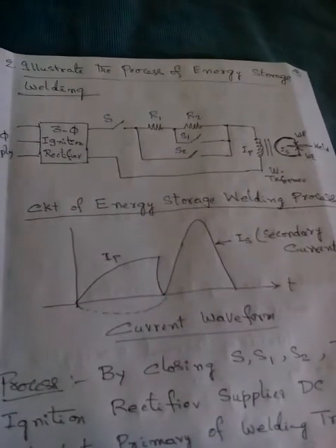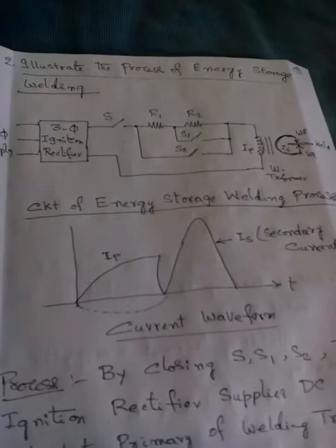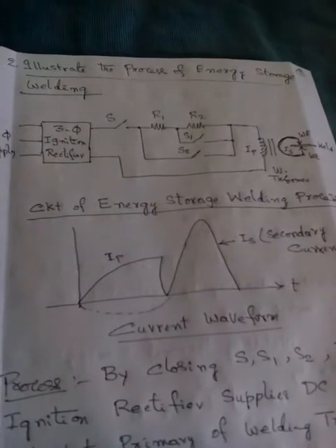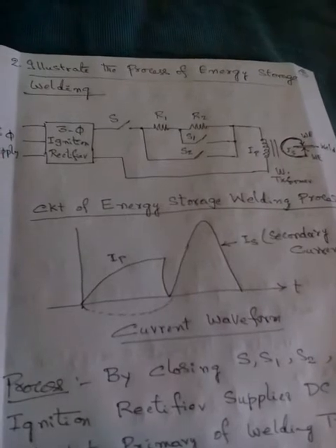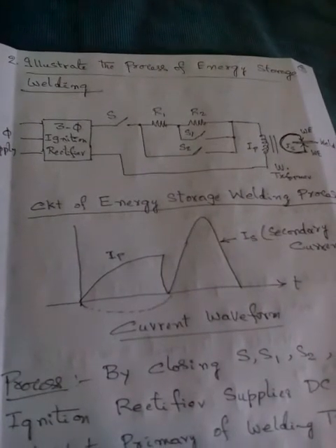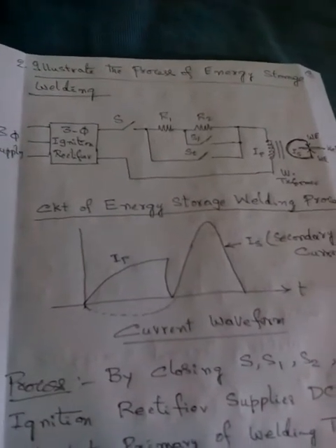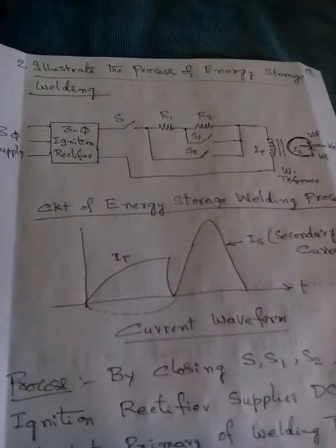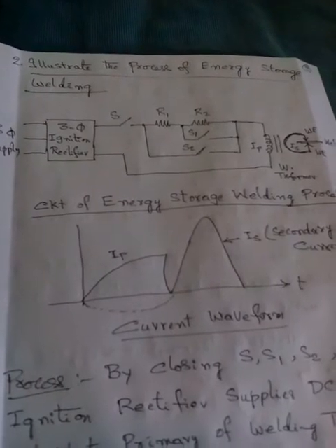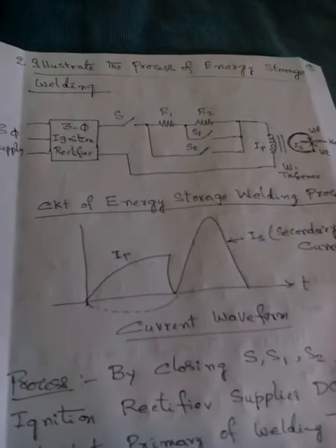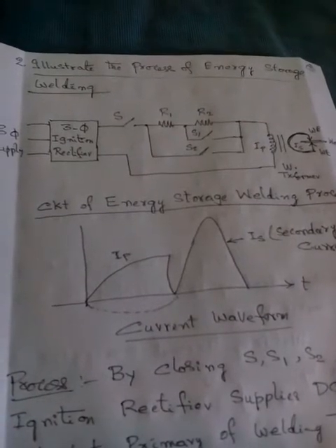Here in the current waveform, IP goes to peak, then IS, the secondary current, starts, due to energy storage. Please note down the circuit diagram. Already it is there, I think, in the notes. So the question asks to illustrate the process of energy storage welding.